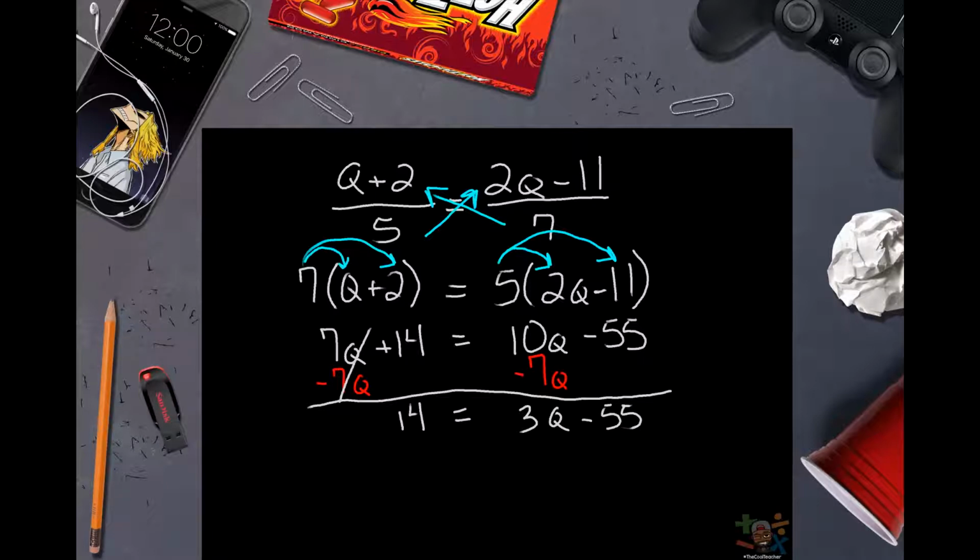Forgot how to do a two-step equation? I'm going to link that above, just in case you might have forgotten. But let's go ahead and solve it here.